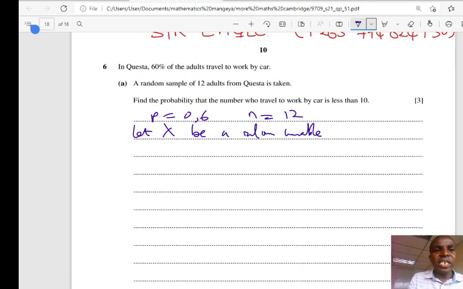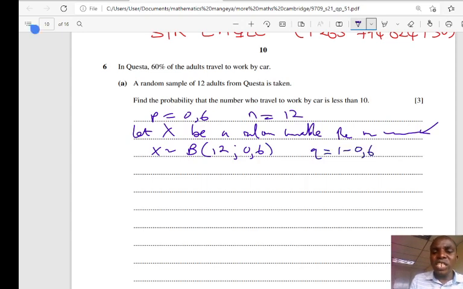This one is the what? Travel to work by car. The number of people who travel to work by car. Then from that you can say X will follow a binomial distribution with n and p, where n is 12 and p is 0.6. From this we can find q, the probability of failure, which is 1 minus p, which is 1 minus 0.6, equals 0.4.